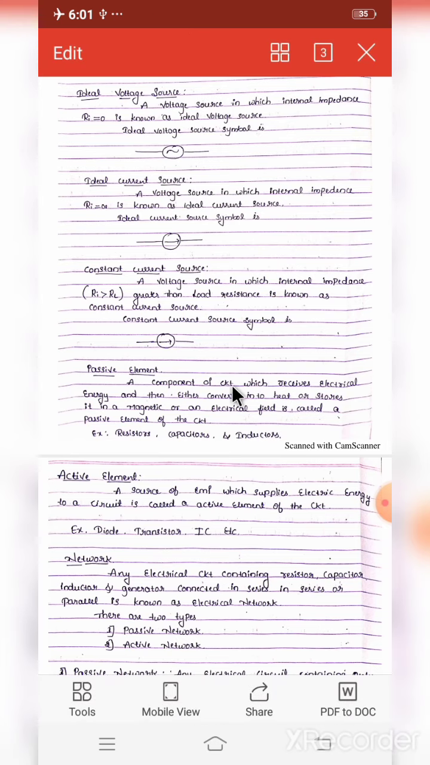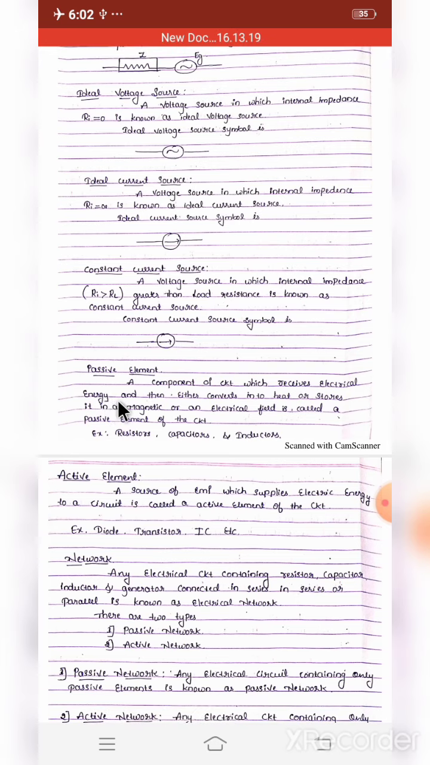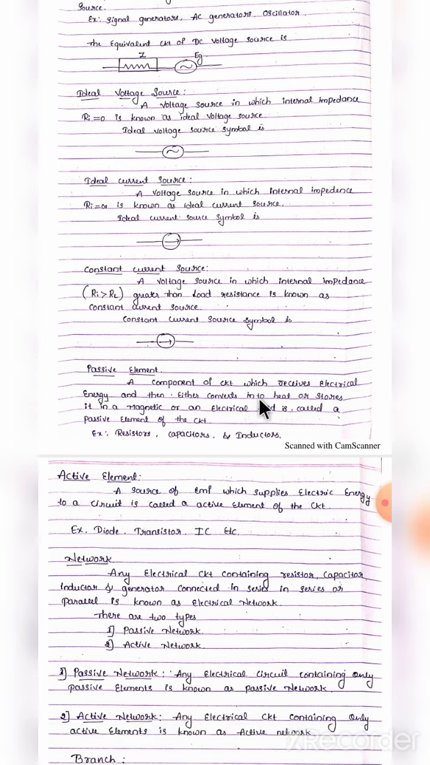Okay, a circuit will contain components. Those components may be resistors, capacitors, inductors. A component of a circuit which receives electrical energy can either convert it into heat or store it in a magnetic or an electrical field.